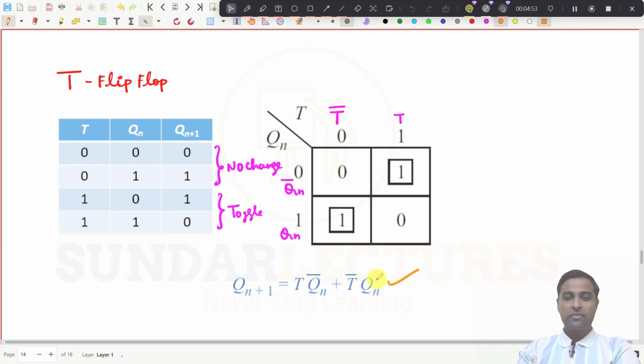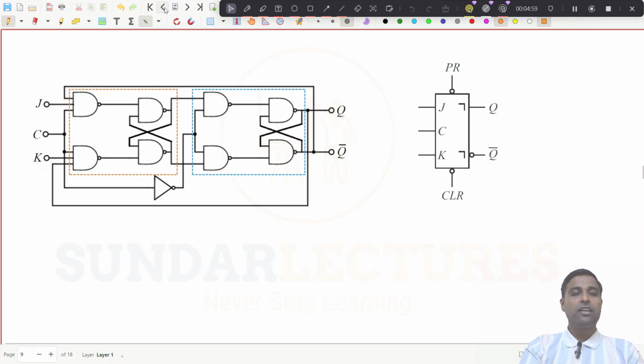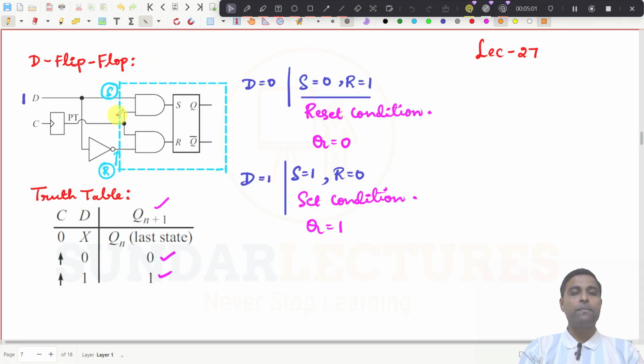So what we have done in this class is we have seen different types of flip flops. We have seen SR flip flop in the previous class, and in today's class, we have seen what is D flip flop and why we are going for D flip flops. To neglect the first step and the final step in an SR flip flop, we can go for only set and reset condition. That is D flip flop.